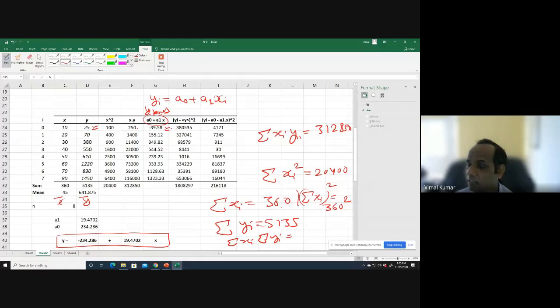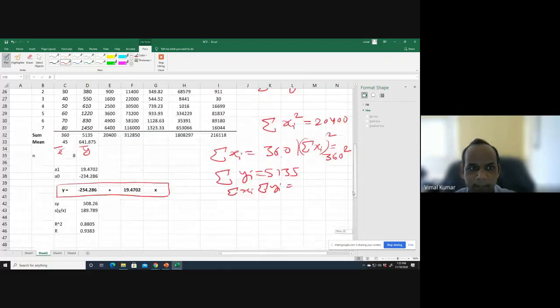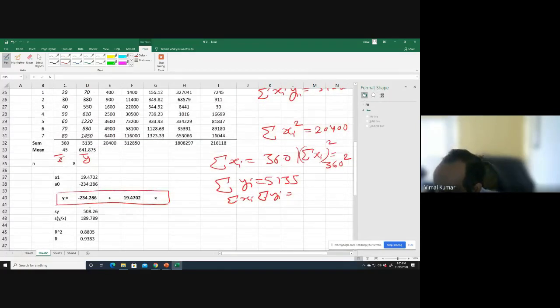Now if I wanted to calculate what my R square value is, one is y minus y bar, that is ST, and another is SR. Using those two formulations, I calculate ST and SR. Once I calculate ST and SR, I calculated SYX using that ST and SR. And then ST minus SR divided by ST, I obtain R square here. This is showing like 0.8805.